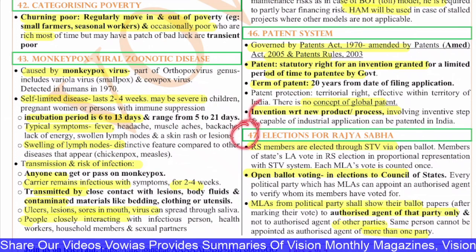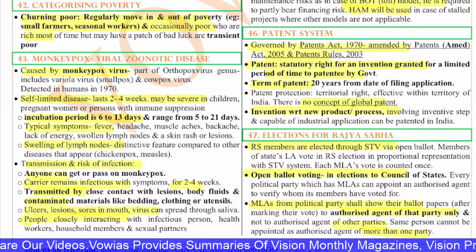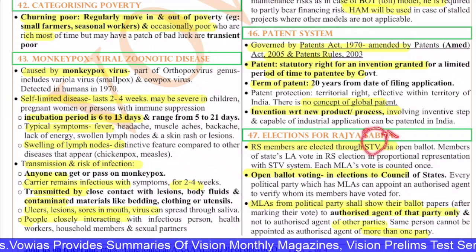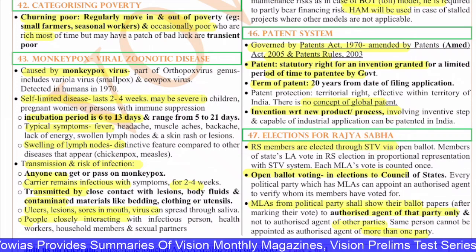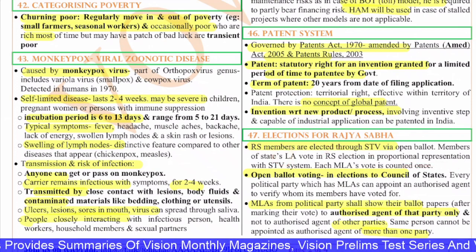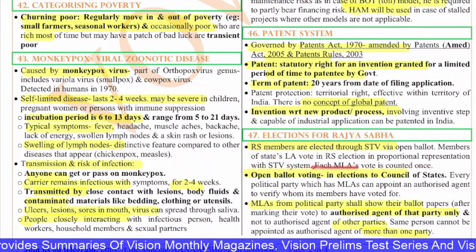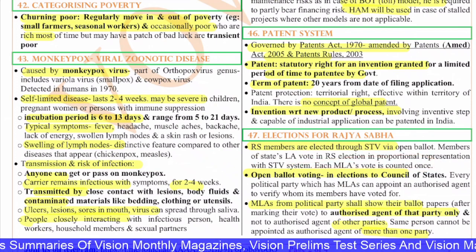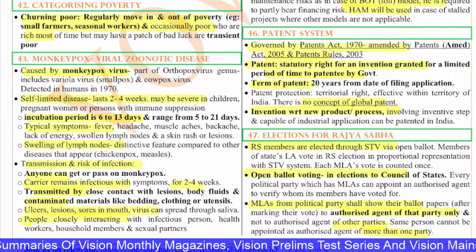Next, the 47th question is about the elections for Rajya Sabha. Rajya Sabha members are elected through the single transferable vote via an open ballot. The members of the state legislative assembly vote in the Rajya Sabha election in proportional representation with the STV system. Each MLA's vote is counted once. So, open ballot voting in elections to the Council of States.